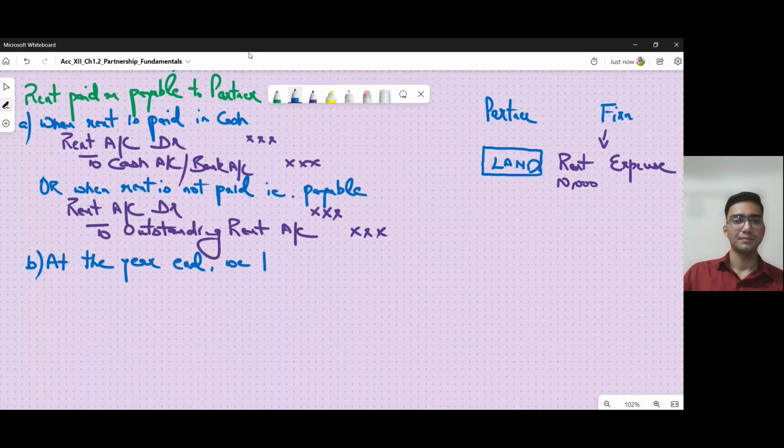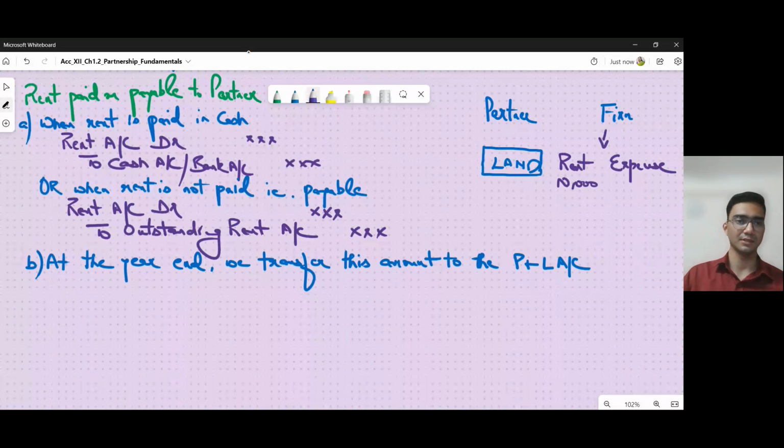So at the year end, we transfer this amount to the P&L account. Okay, so now what's the entry to transfer it?